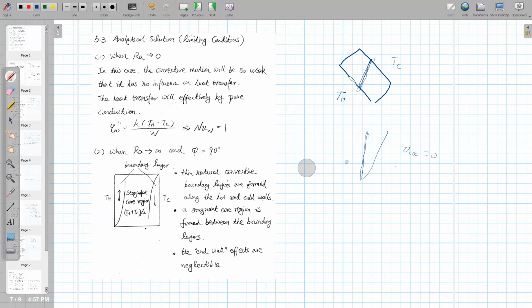And the temperature here, in the steady state, can be just assumed to be the mean value of the two walls, TH plus TC over 2. Also in these cases, we have the top wall and the bottom wall, the ceiling and the bottom wall. We also neglect the end wall effects.